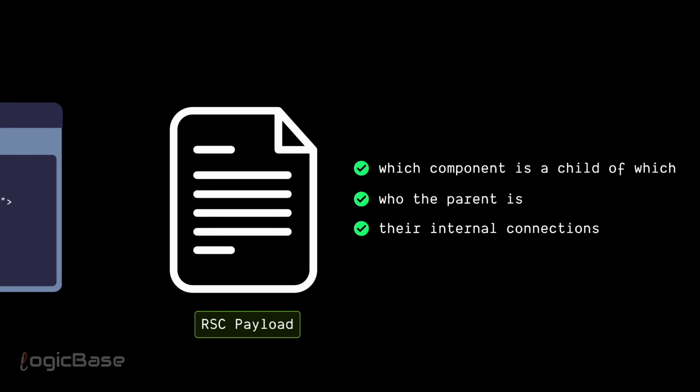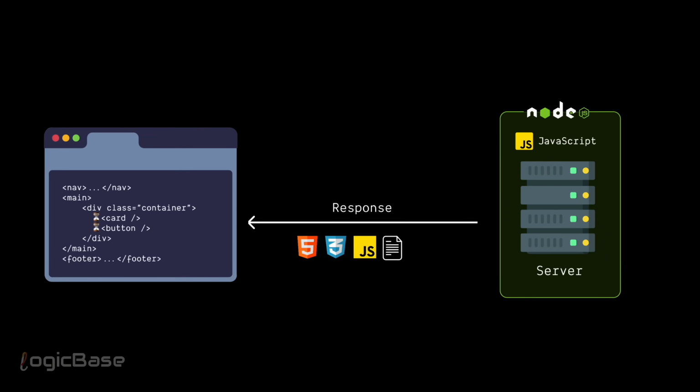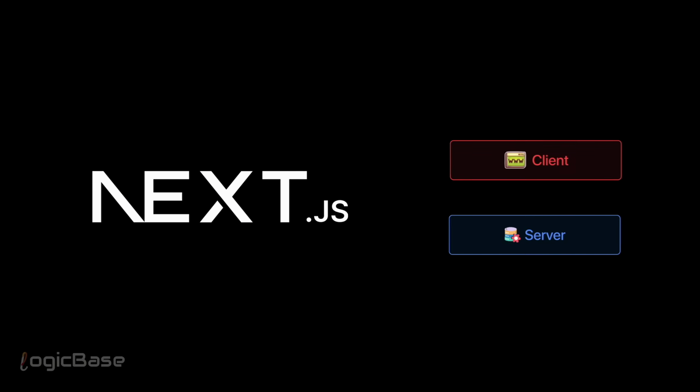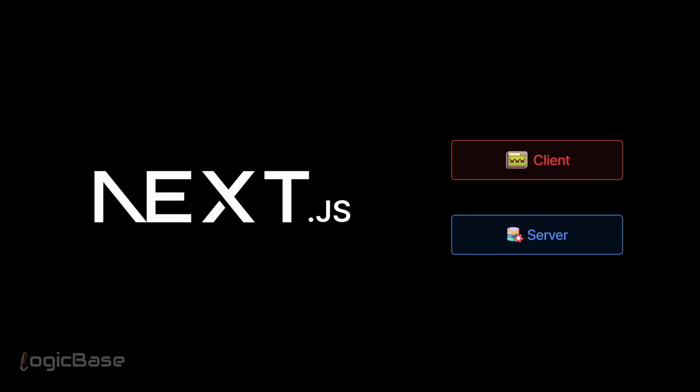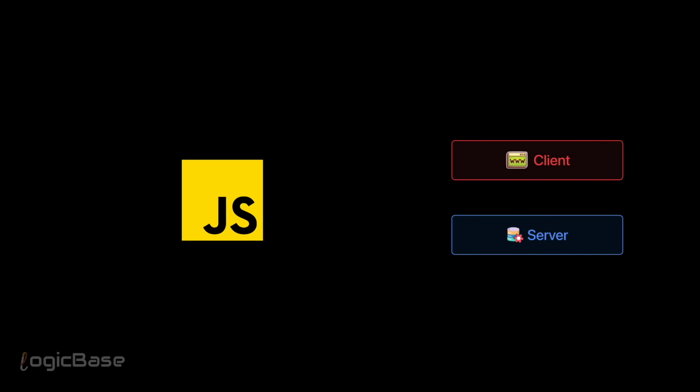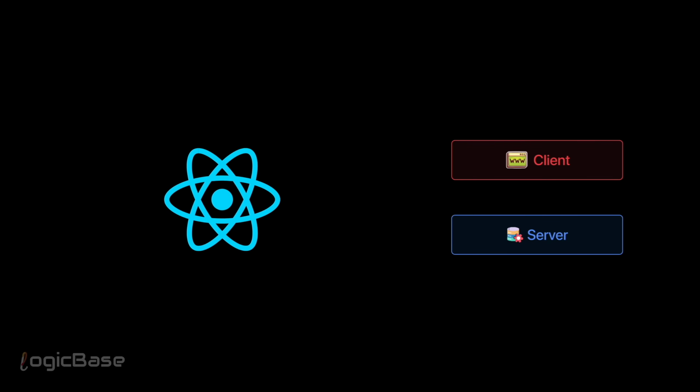This RSC payload is then sent along with the server response. Once it reaches the client, the browser can use this RSC payload to regenerate the tree. And since all the information is already there, it doesn't need to download the full React or Next.js libraries. Inside the Next package that we install, there are both server and client parts, all written in JavaScript. Same for React 19. It now has both client and server parts inside the same library, also JavaScript.